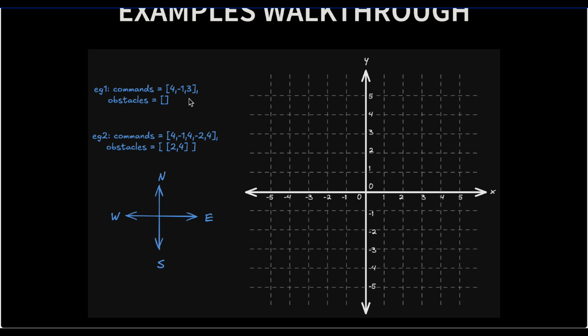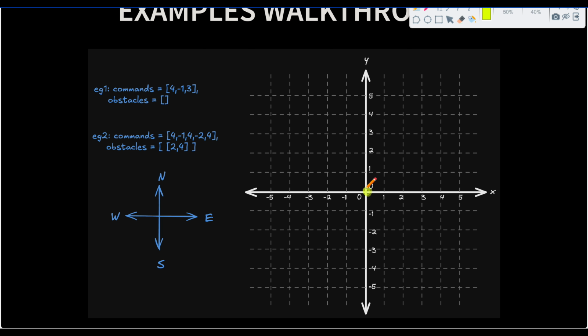Now in example 1, we are given commands as 4, -1 and 3, and there are no obstacles. Then the robot starts at point 0, 0, also called origin, facing north. Then the first command it gets is 4, so it moves 4 units forward in the direction of north. So it comes to point 0, 4. Then it gets a command -1. So -1 means to turn right. So it will now face in east direction.